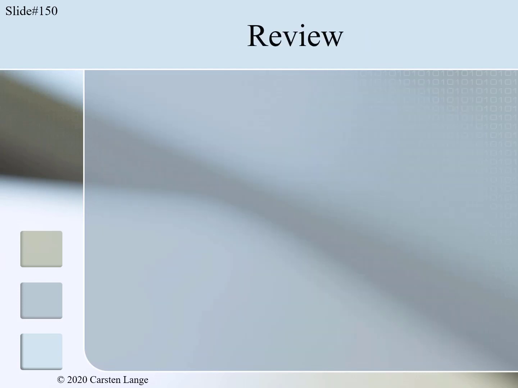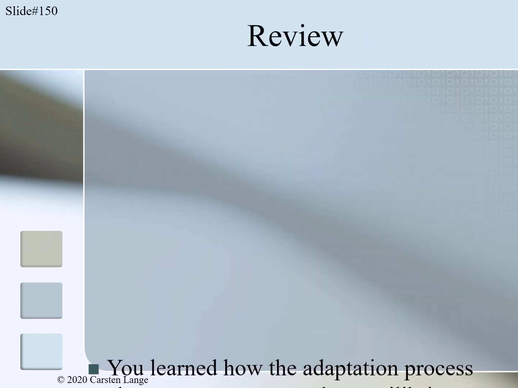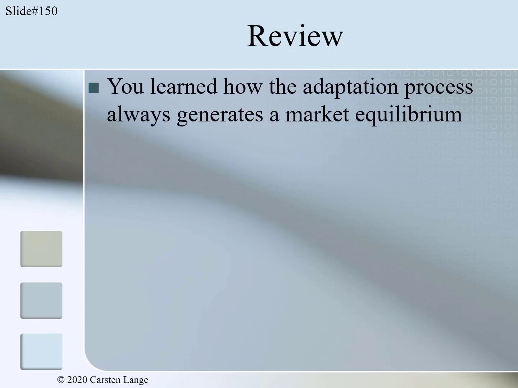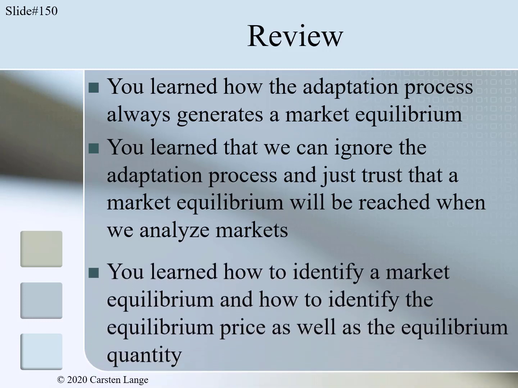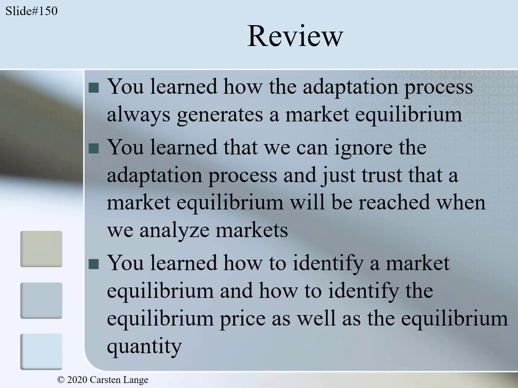What did you learn in this segment? You learned how the adaptation process always generates a market equilibrium. You learned that we can ignore the adaptation process and just trust that a market equilibrium will be reached when we analyze markets. You also learned how to identify a market equilibrium and how to identify the equilibrium price as well as the equilibrium quantity.